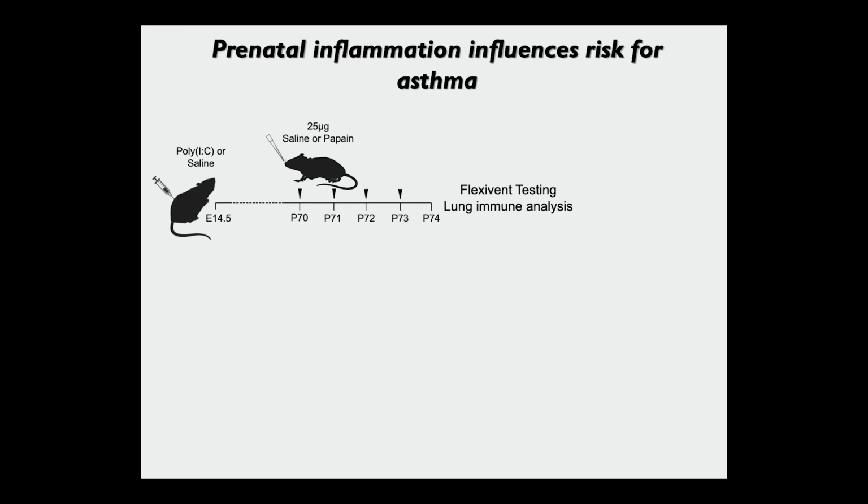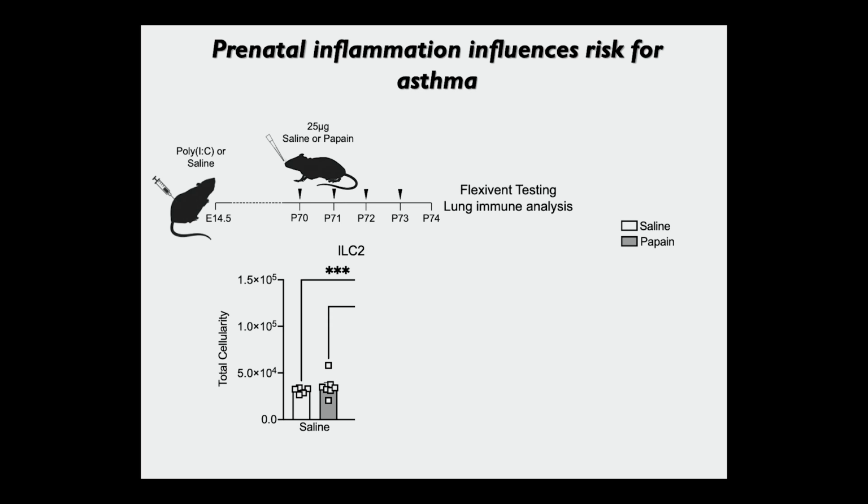Okay, so the last piece of this is how does this actually influence lung function? And so we've done this both in the neonate and in the adult, and just for the sake of time, I'm going to show you the adult data, where Diego has performed a papain challenge and done both flexiVent testing and a comprehensive lung immune analysis. Again, both at P14 and also adulthood, to test how all of these changes now influence the function of the lung in an asthma setting.